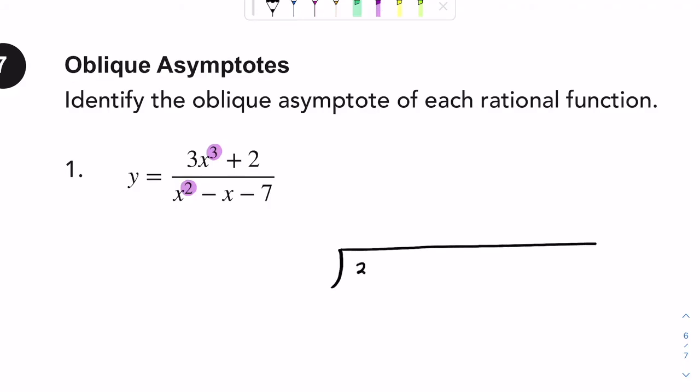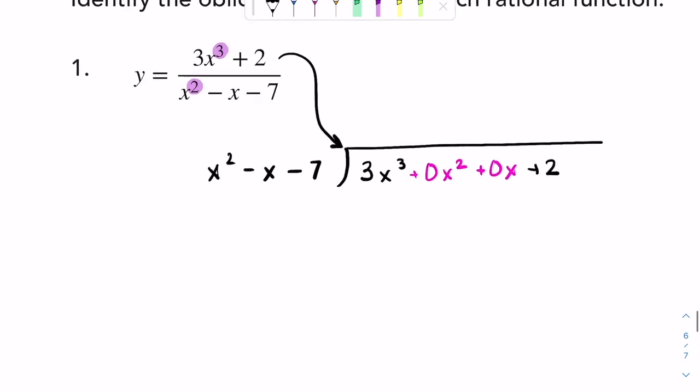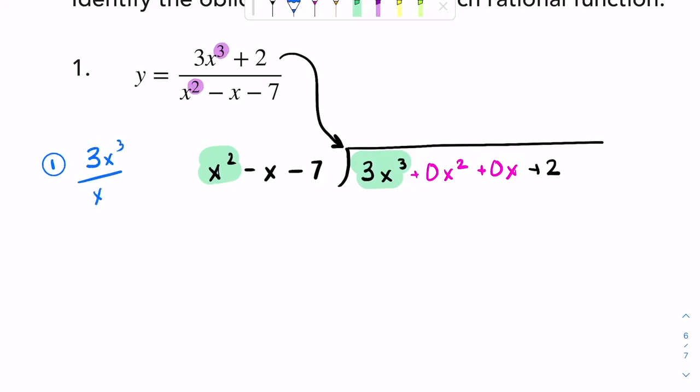So our numerator is 3x cubed plus 0x squared plus 0x plus 2. That's our numerator. Our denominator becomes our divisor. That goes outside of your long division sign. And then you divide out the function. So we have our first term, 3x cubed divided by x squared, just like previous long division problems that we've done. When we do this, we're left with 3x. That's our first term.